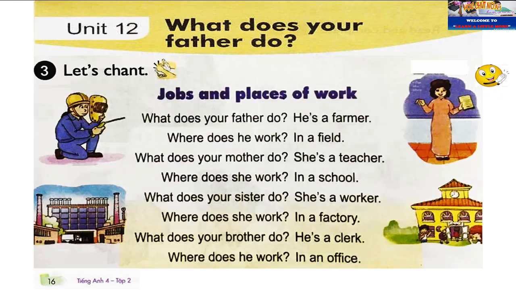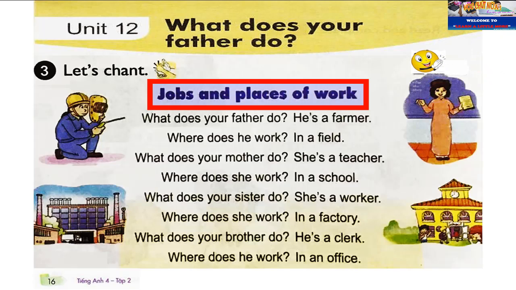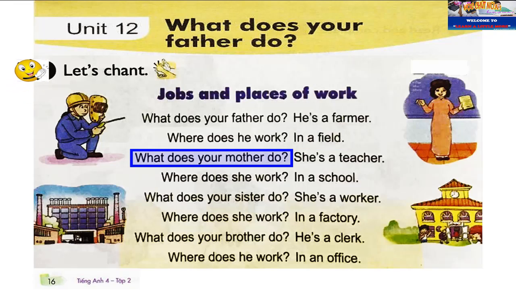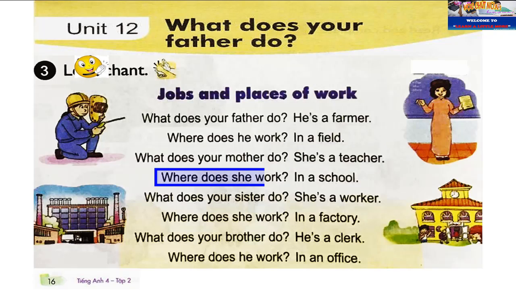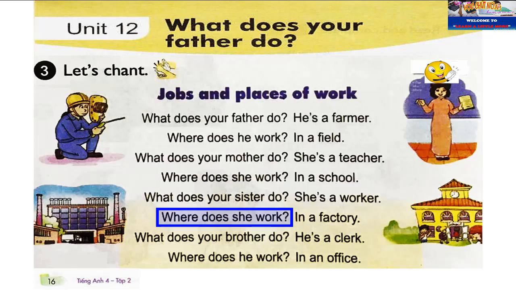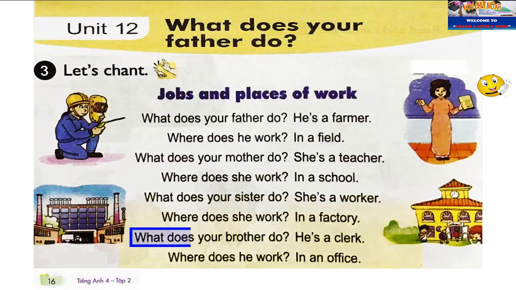Page 16. Activity 3. Let's chant. Jobs and places of work. 1, 2, 3, 4. What does your father do? He's a farmer. Where does he work? In a field. What does your mother do? She's a teacher. Where does she work? In a school. What does your sister do? She's a worker. Where does she work? In a factory. What does your brother do? He's a clerk. Where does he work? In an office.